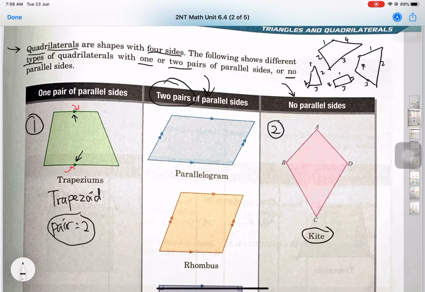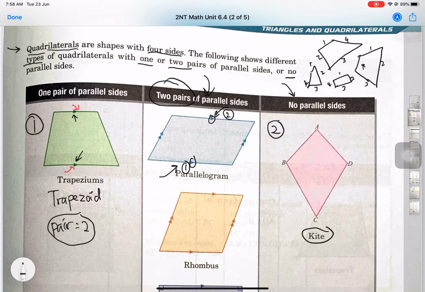Okay, 2 pairs of parallel sides, which means that let's look at the first one. We have parallelogram. Now parallelogram, learn to pronounce, not parallelogram. Okay, has 2 pairs of parallel sides. Where are the 2 pairs? This is the first pair. Pair number 1. Side 1, side 2, they are parallel to each other. How do I know? The arrow, 1 arrow, 1 arrow.